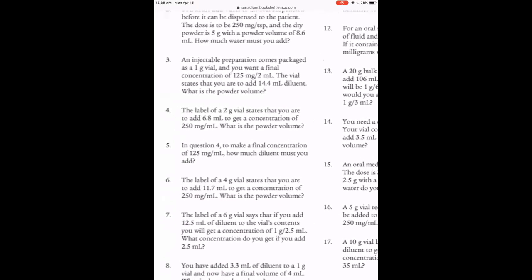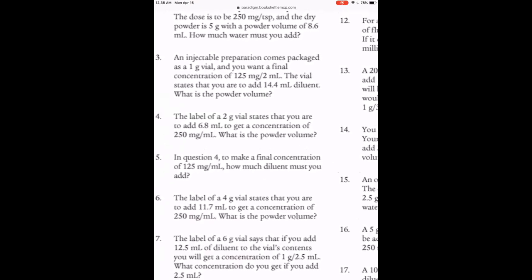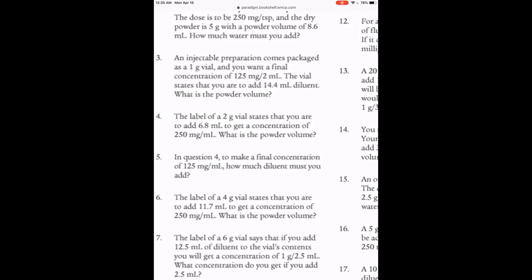So number 4, it says that the label of a 2-gram vial states that you are to add 6.8 mLs to get a concentration of 250 milligrams per mL. What is the powdered volume? So the same thing in this problem, it's not stating the final volume or the powdered volume. And our answer is the powdered volume. But in order to get the powdered volume, we first have to find out what the final volume is.